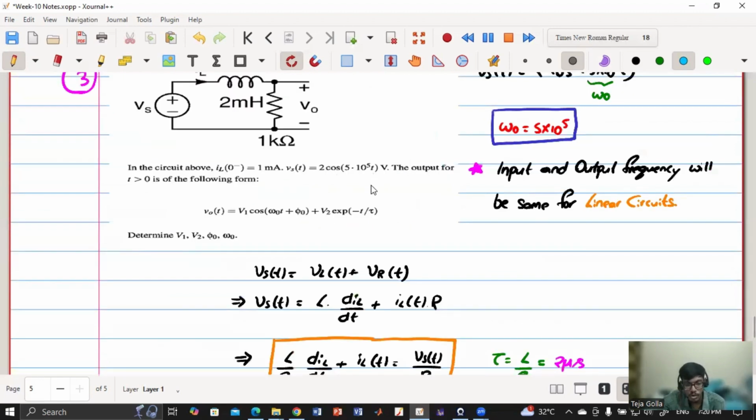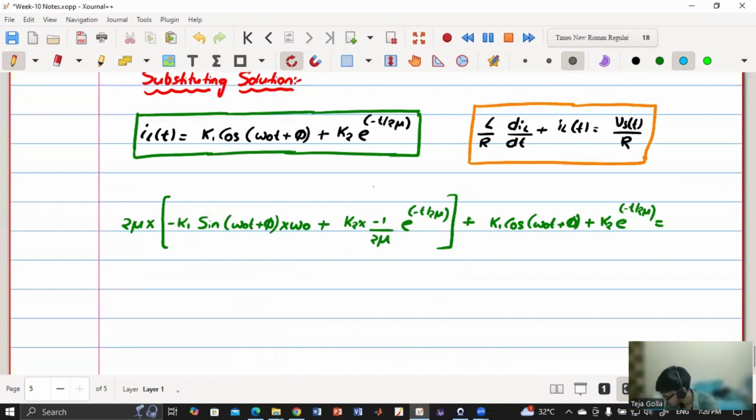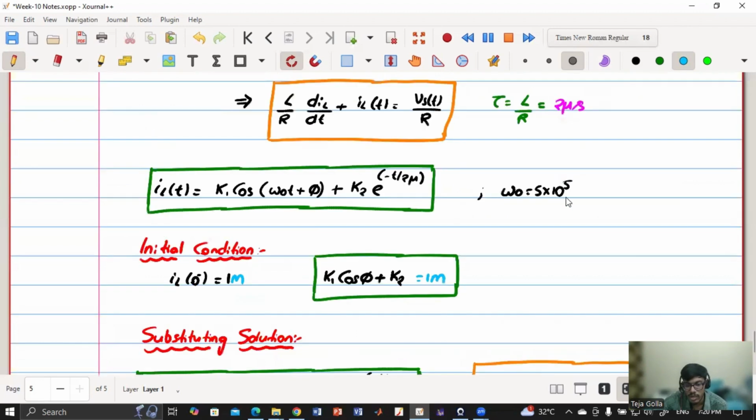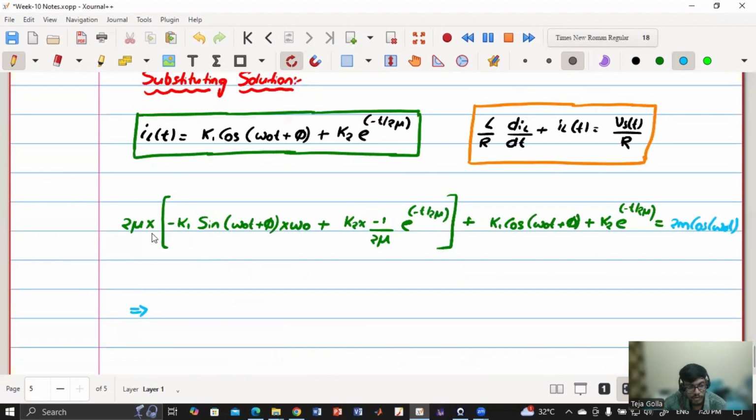So 2 milli into cos omega naught t. So here we have 2 milli into cos omega naught t. So let us just try to simplify. So omega naught is how much? 5 into 10 to the power 5. So 5 into 10 to the power 5 into 2 micro is how much? 1, right? So let me write omega naught is equals to 5 into 10 to the power 5.